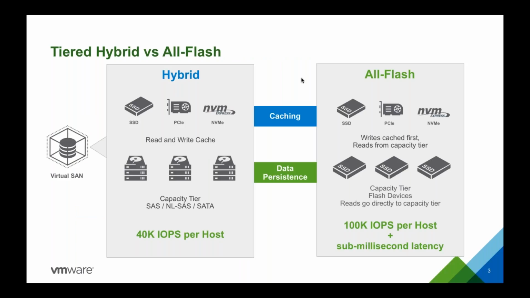Now we have two different models for consumption of vSAN. We have the traditional hybrid, which we released in 5.5 Update 1, and it was good. It really was good. It's quite fast.